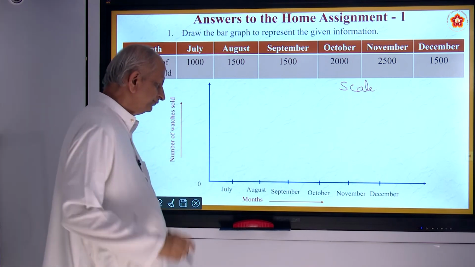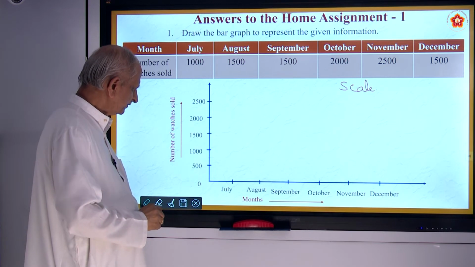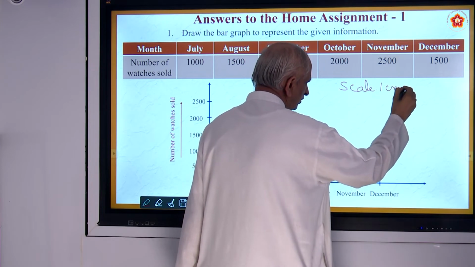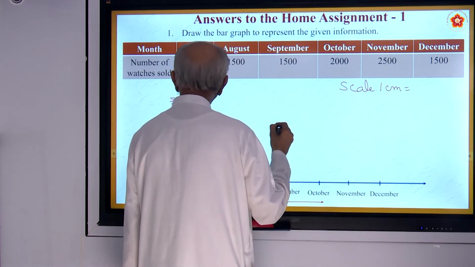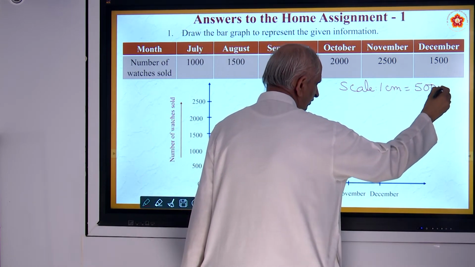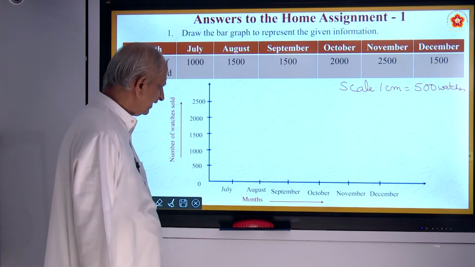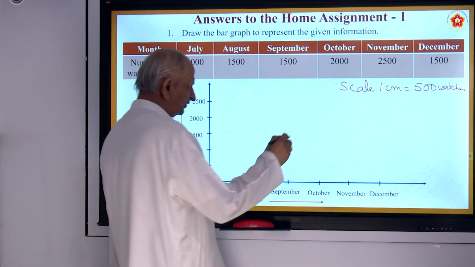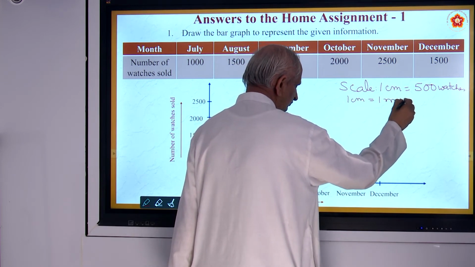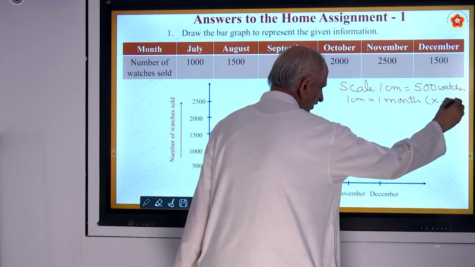Scale means for 1 month, 1 centimeter on the x-axis. On the y-axis, for 1 centimeter you have 500. So 1 centimeter is 500 watches. That is the y-axis. On the x-axis, 1 centimeter is equal to 1 month. That is what is called the scale.